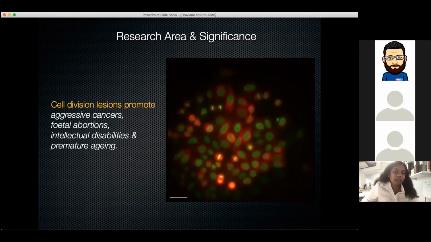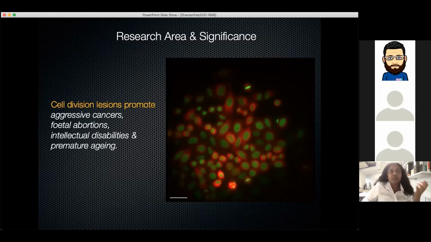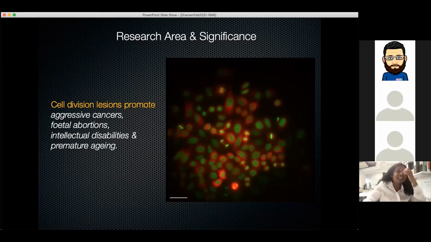So the reason we are interested in this area of science is because cell division defects are at the heart of aggressive cancers, fetal abortions, many types of intellectual disabilities, and premature aging. You know, that's something I start thinking about as I age. But it's interesting how errors in cell division underpin so many diseases. And that's because cells divide in our body throughout our life. Every single day, thousands of our blood cells undergo cell division, and they have to be replenished on a daily basis. So to understand cell division, what happens at the subcellular level has to be understood.